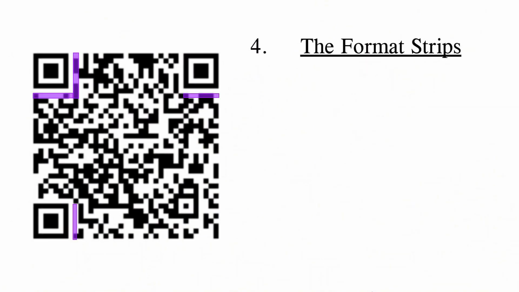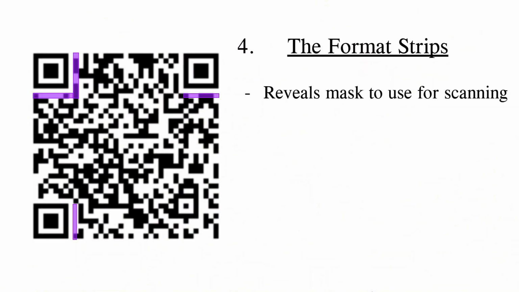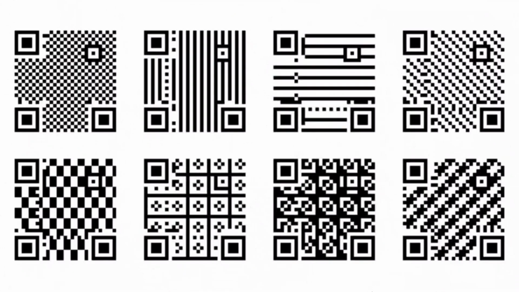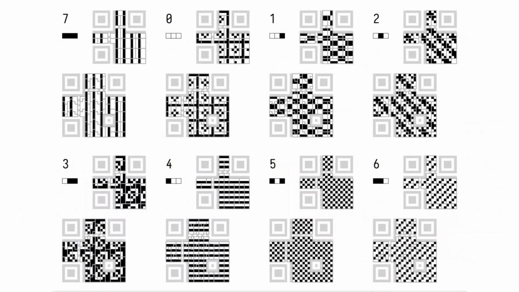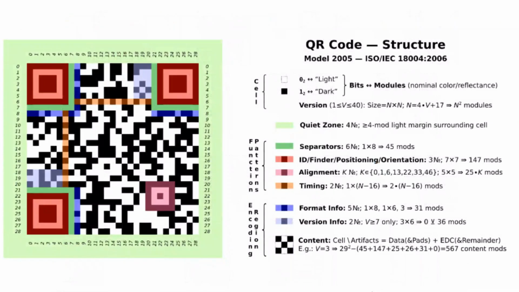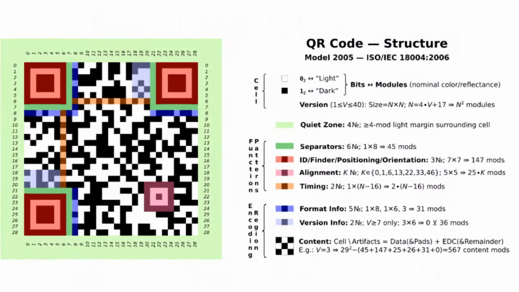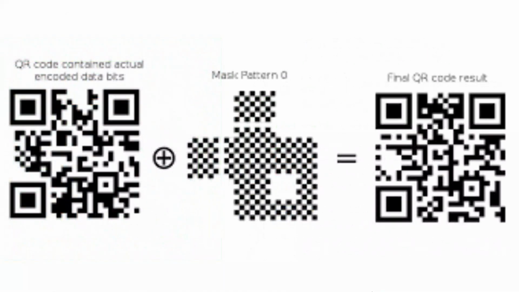Next to the timing strips are the format strips, the last major part of a QR code, that tell the reader how to scan that specific QR code. A QR code can be masked 8 different ways by inverting the colors of the modules, meaning that for every QR code you see, there are 8 variants of it. Whichever of those variants can be read best by your scanner is the one used by your device.